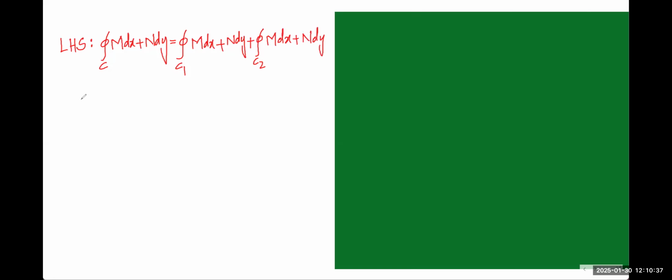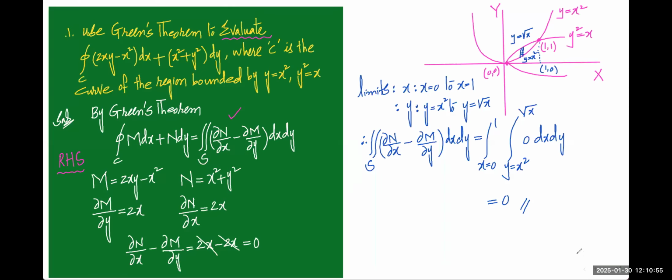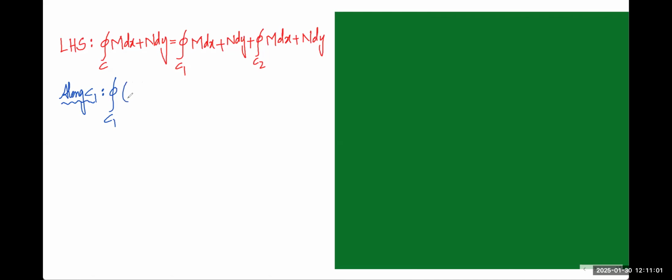Now we shall do it along C1 first. So this is the integral over C1 of m dx plus n dy. The values are there in our question: 2xy minus x square dx plus x square plus y square dy.